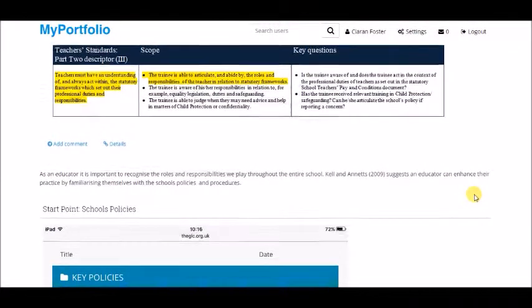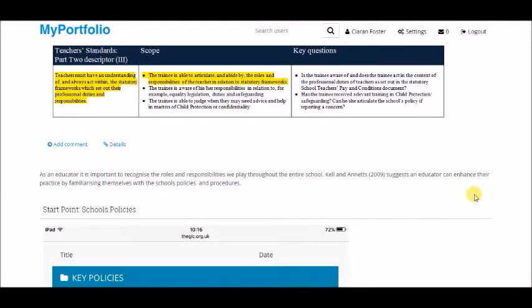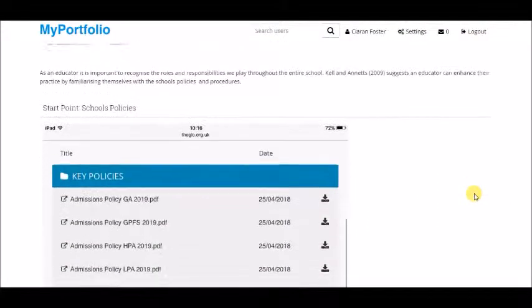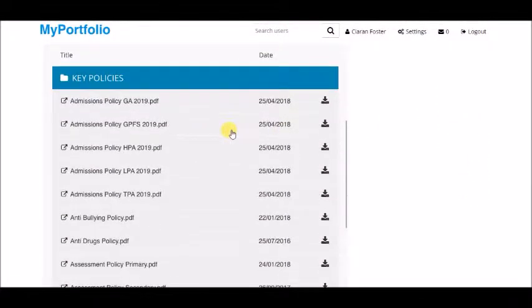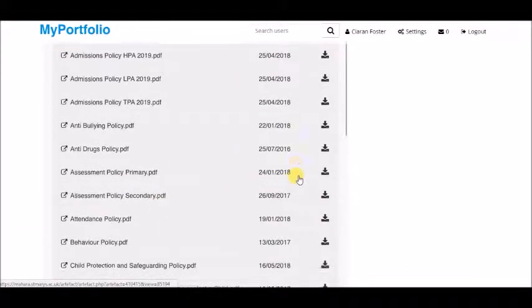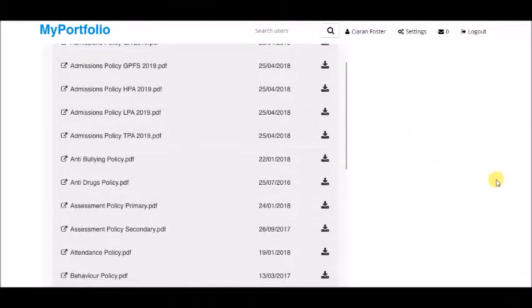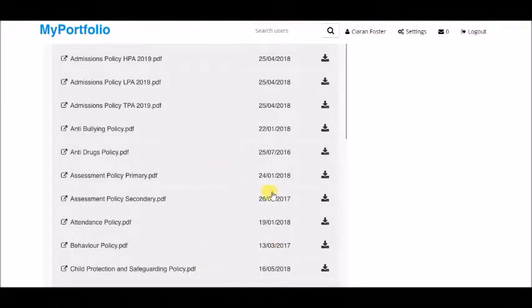As an educator, it's important to recognise the roles and responsibilities played throughout the school. Kell and Annette, 2009, suggest that an educator can enhance their practice by familiarising themselves with the school policies and procedures. So if we look here, there was a number of key policies throughout the school at my time at the Gateway Academy, where I can find them, and how accessible they were on an internal staff file which I had access to in the school.